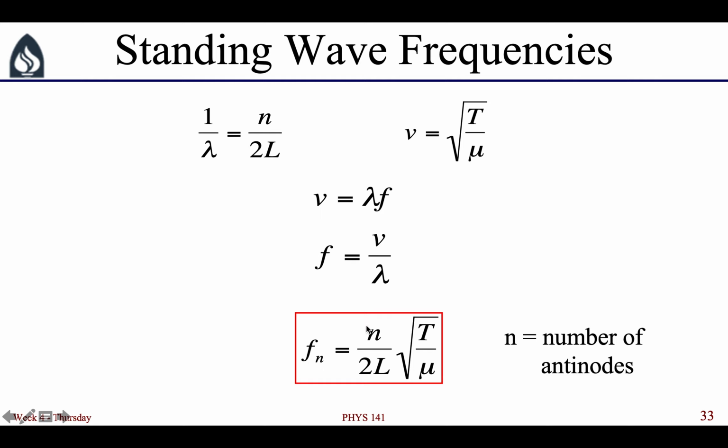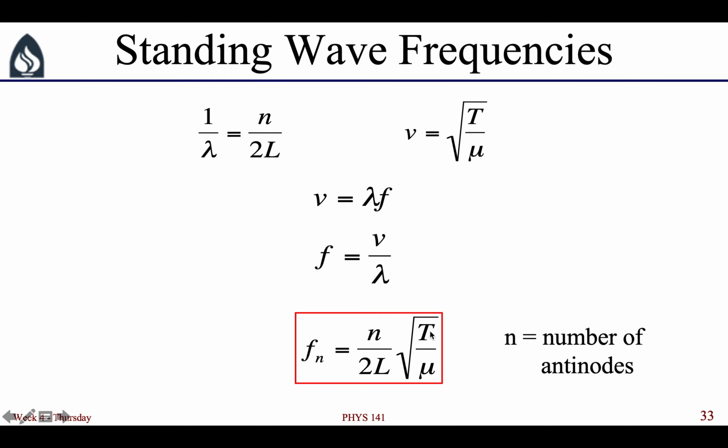So if we're going for a certain number of antinodes, we take that number, divide by twice the length of the string, and then multiply by the square root of the tension force divided by the mass per unit length of the string. These standing wave patterns are referred to as harmonics.